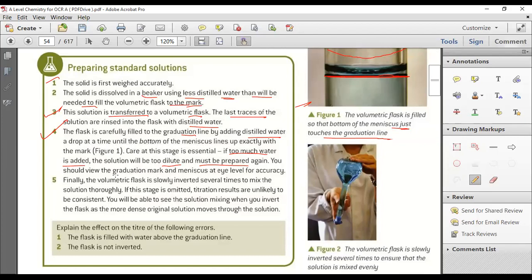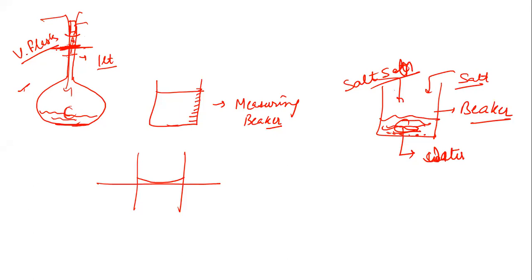You should view the graduation mark and meniscus at eye level for accuracy. Whenever you are measuring at this graduation mark, it should be at eye level. It's not that you are standing below it and looking up like this. No. Or it is below and you are looking down like this. No, this is wrong. It should be in a straight line. So your eye and the upper meniscus should be in a straight line whenever you are watching this particular marking. Clear?